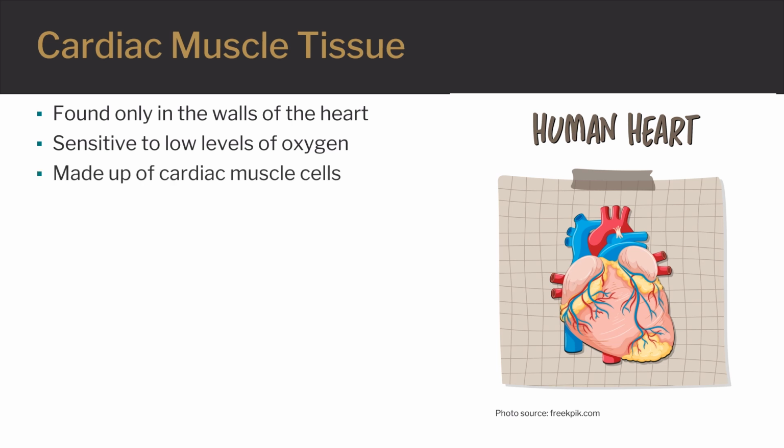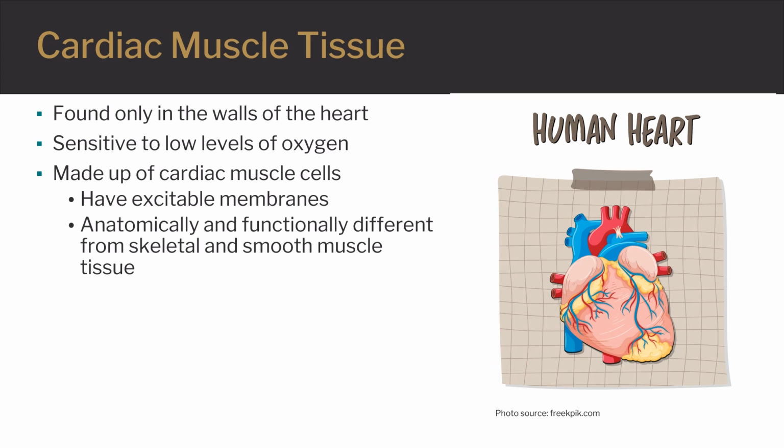Lastly, cardiac muscle tissue is made up of cardiac muscle cells which have excitable membranes, like skeletal muscle tissue. However, as we will see in the upcoming slides, cardiac muscle tissue differs anatomically and functionally from both skeletal and smooth muscle tissue.